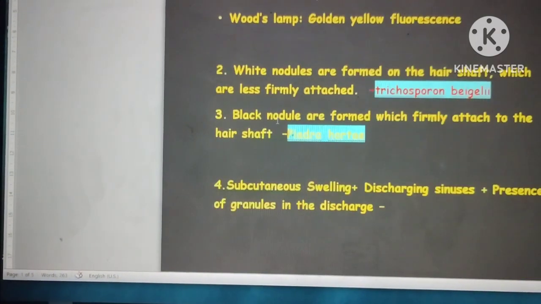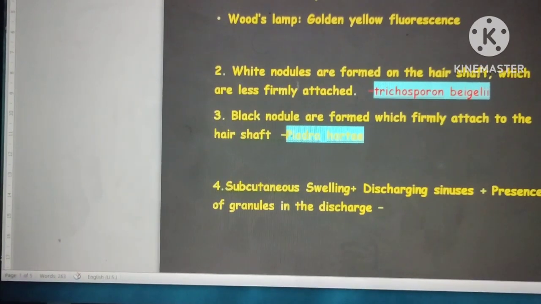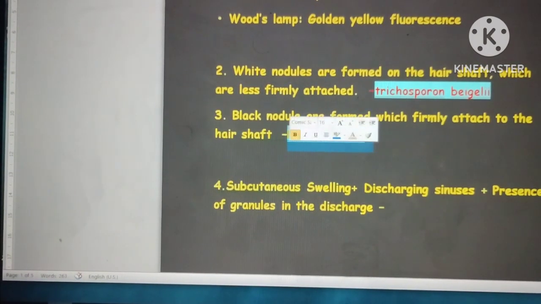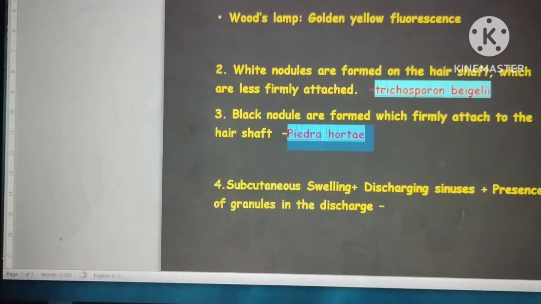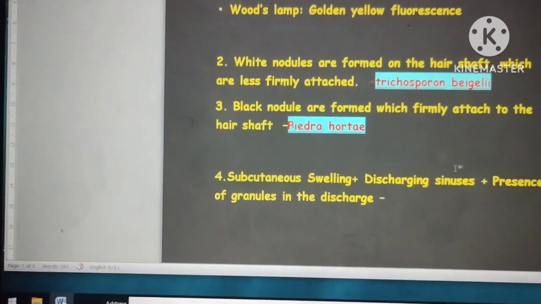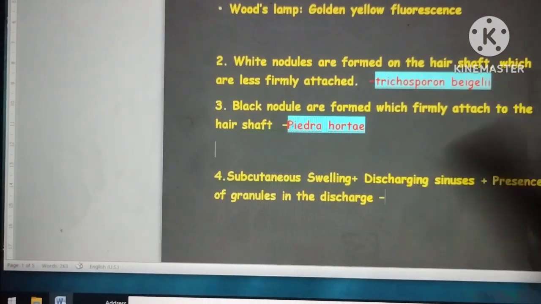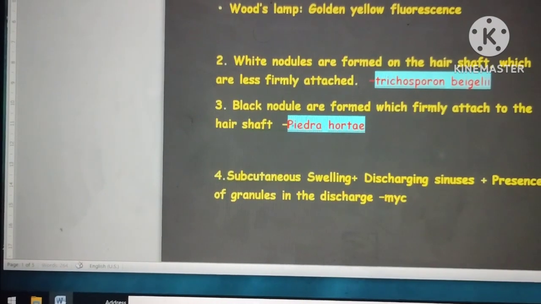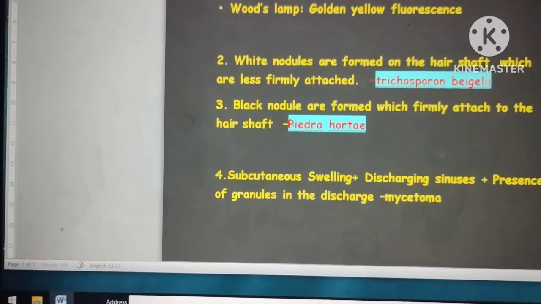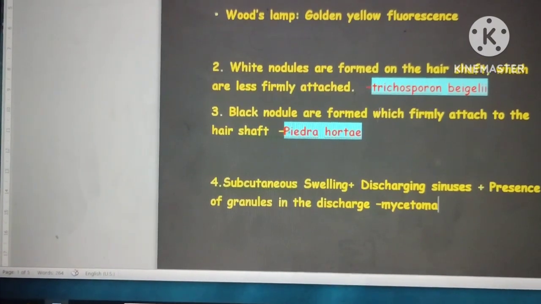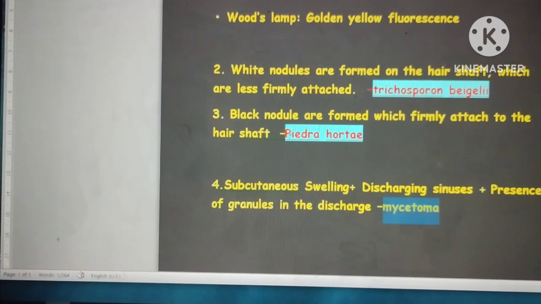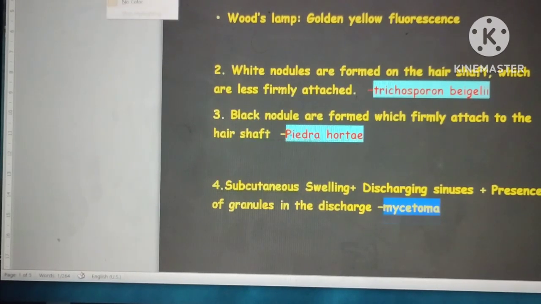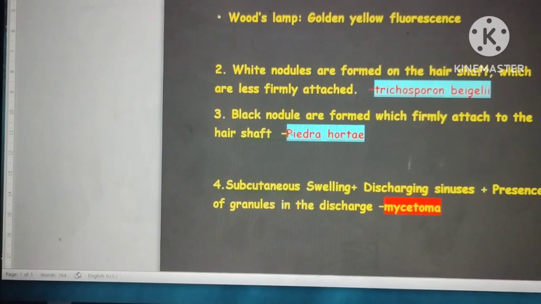Subcutaneous swelling, discharging sinus, and the presence of granules. If there is a triad of these three, then surely it is mycetoma. Again, if they have given mycetoma, sometimes they will also give the granule color. It can be given in the history as black colored, or white to red, whatever they give.